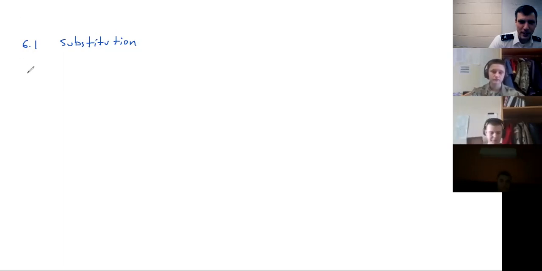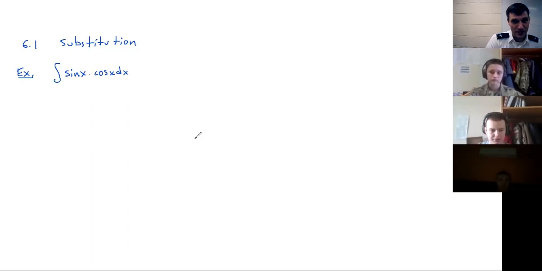So here we go. Here's my example. What is the integral of sine of x times cosine of x times dx? All right. I mean, don't say it right away, but what integration technique do we need to integrate this? I don't know, but I'm going to guess substitution, right? So yeah, substitution. So what could I set as my u?